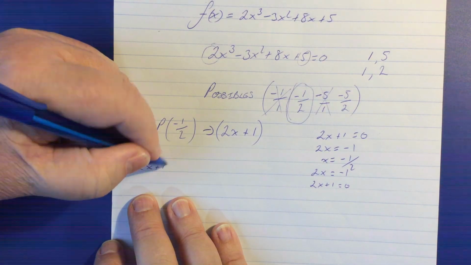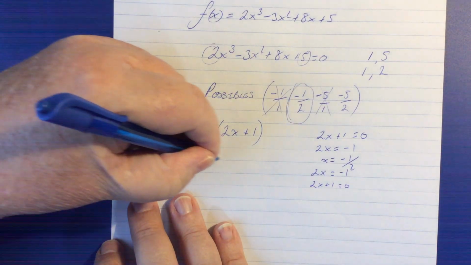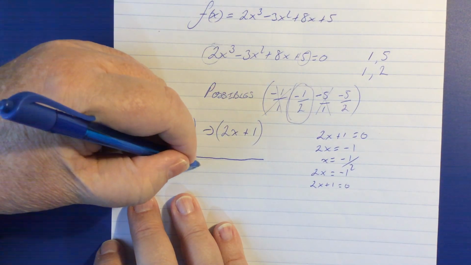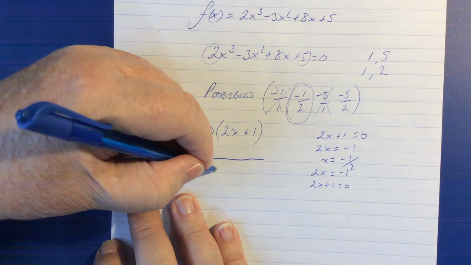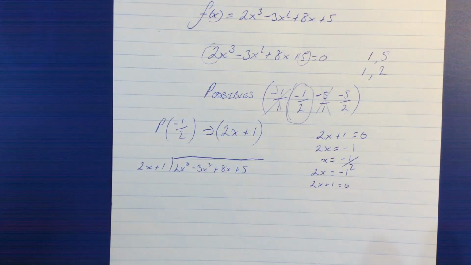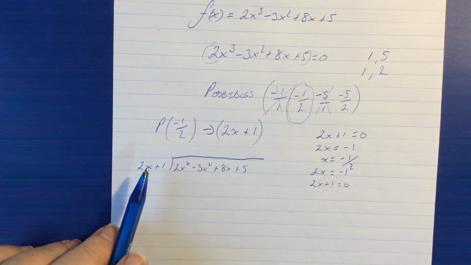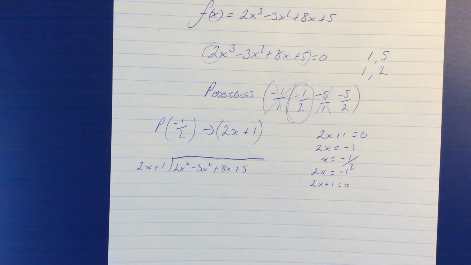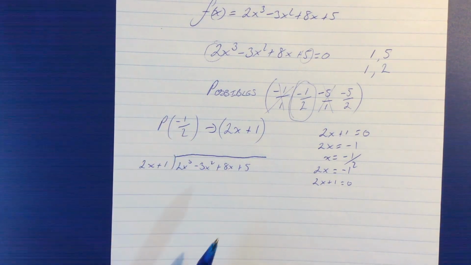2x plus 1 divided by 2x cubed minus 3x squared plus 8x plus 5. Now, if we get a remainder of 0 for this, we know that this is a factor and that therefore that is a solution. Now, we were asked to find a solution, so that will do us.